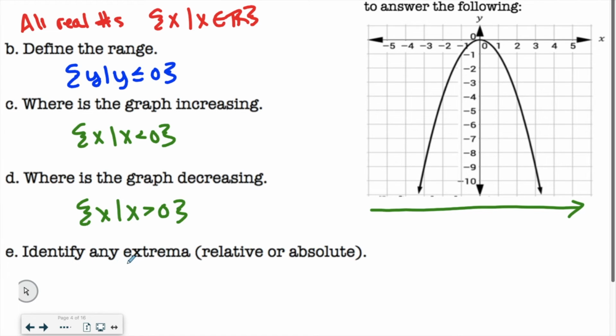And then identify any extremas, relative or absolute. And this is our extrema. So we have an absolute maximum at 0, 0 again.